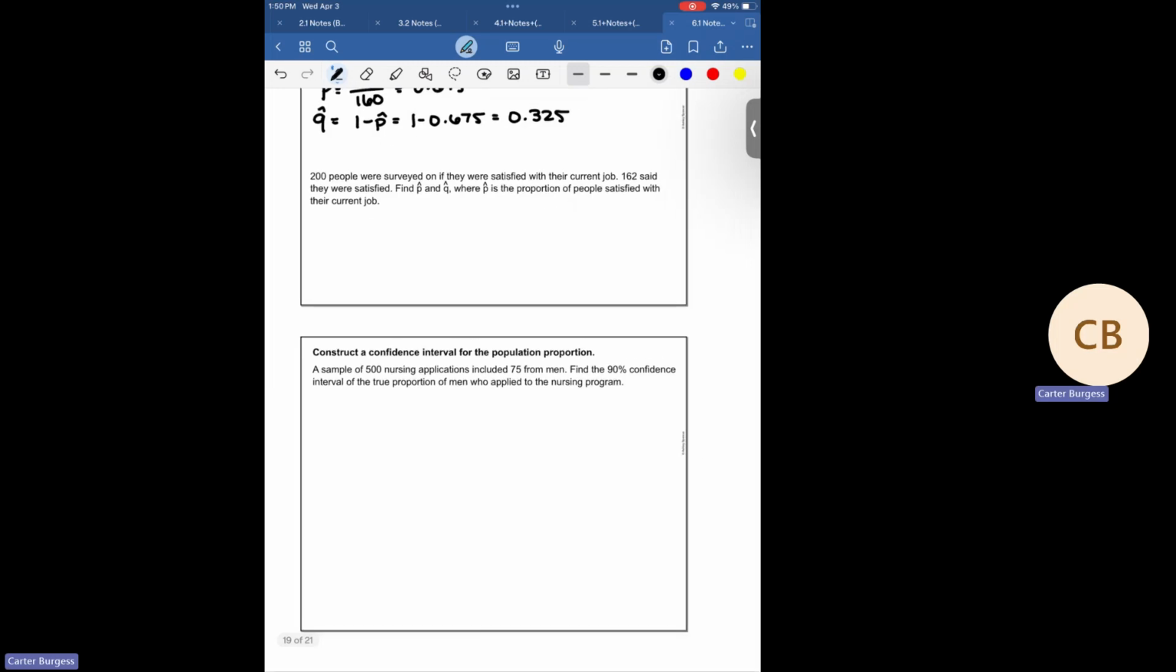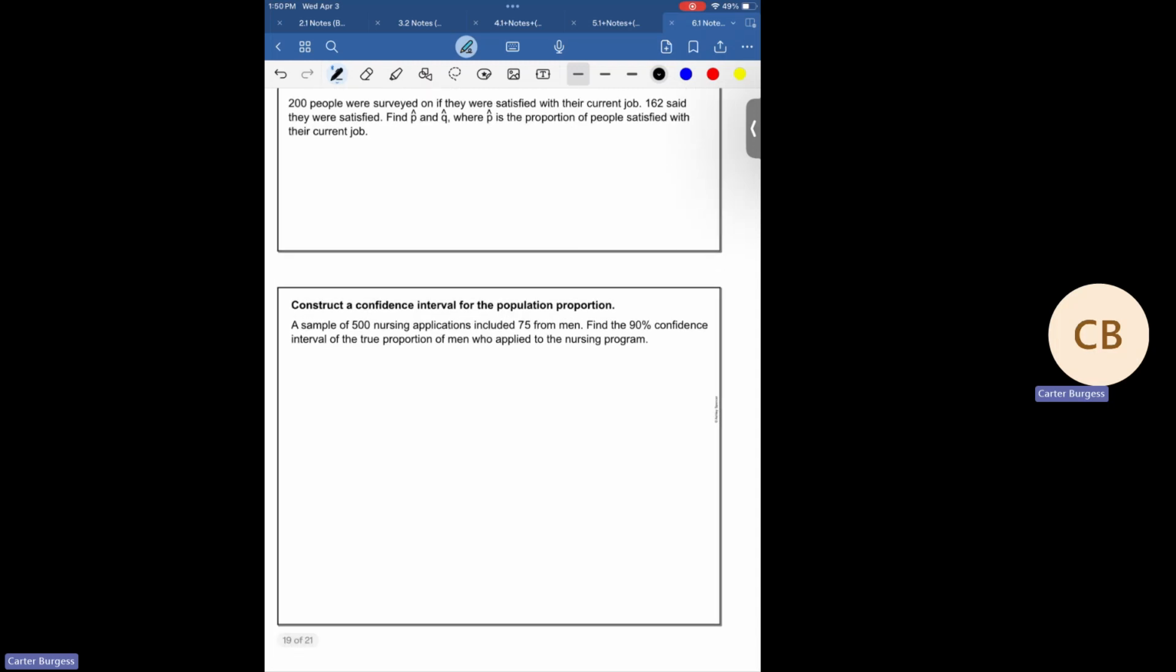All right, let's take a look at our first real example. This will be more in line with what we're working on. We're told a sample of 500 nursing applications included 75 for men. We are trying to construct a 90% confidence interval to see what the true proportion of men who apply to the nursing program should be.